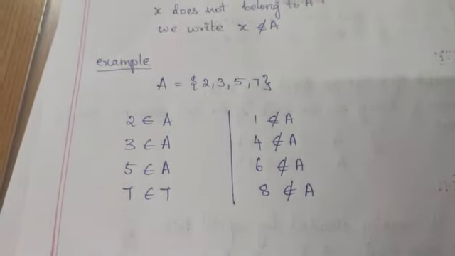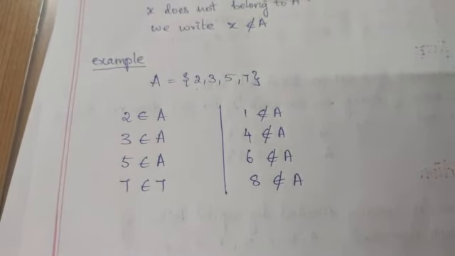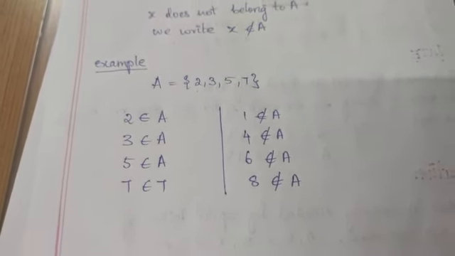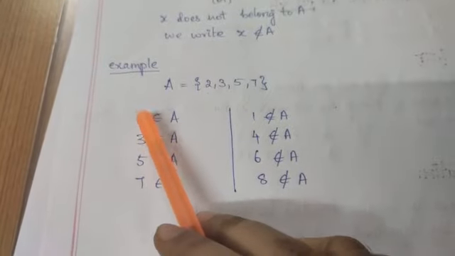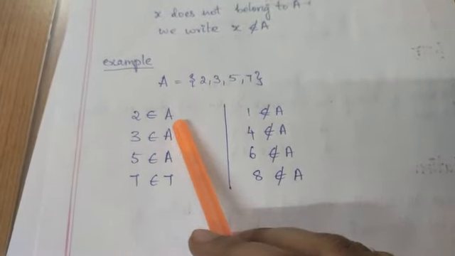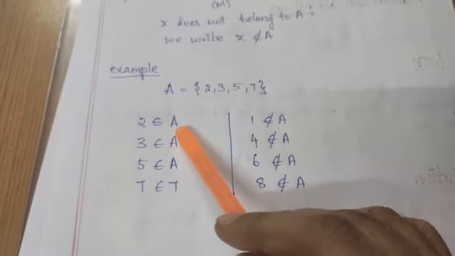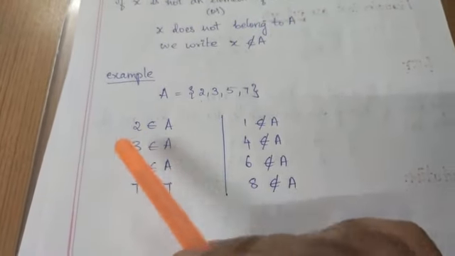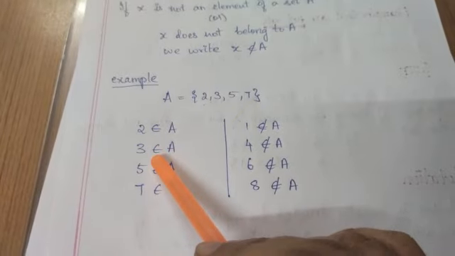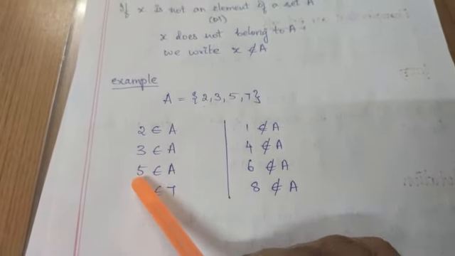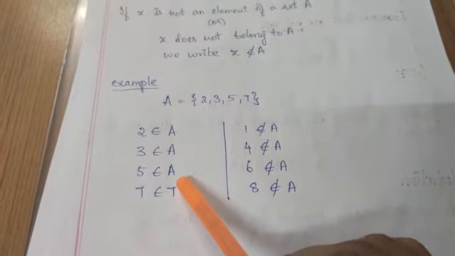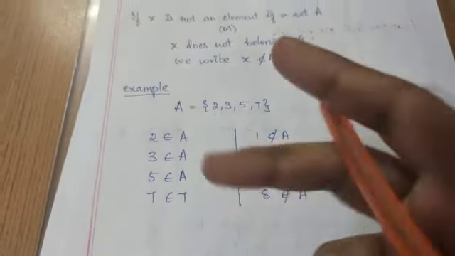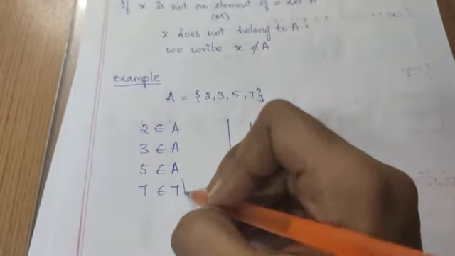Let us see an example. Set A equal to {2, 3, 5, 7}. Then 2 is an element of A, where A is that set. So this is how we represent the element symbol. So 3 is an element of A, 5 is an element of A, 7 is an element of A.